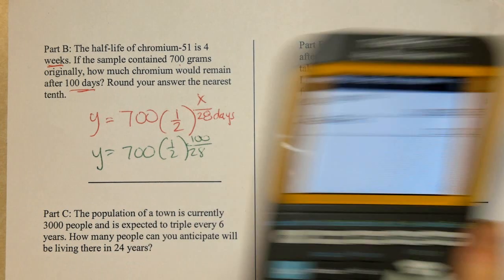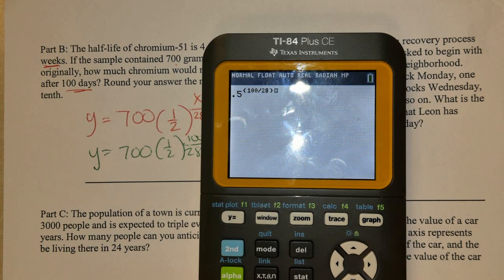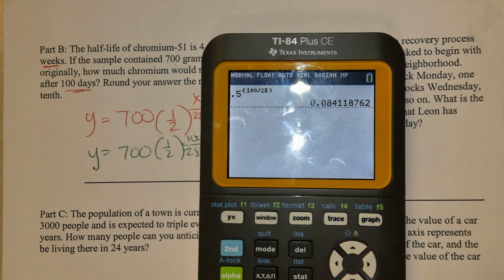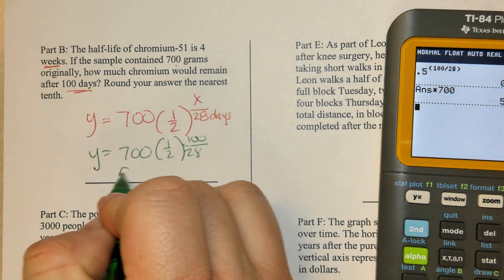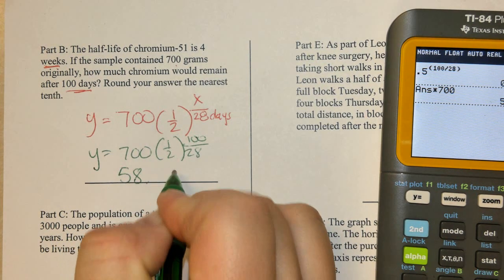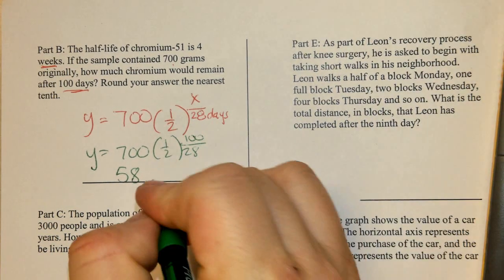Notice they're in the same unit here. So I have 0.5 raised to the 100 divided by 28. Take this amount times 700. Okay, and this is round to the nearest tenth. 58 point, I'm not going to write 883. Rounded to the nearest tenth is 58.9.